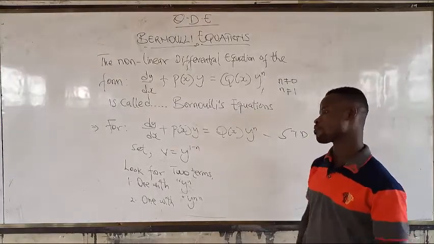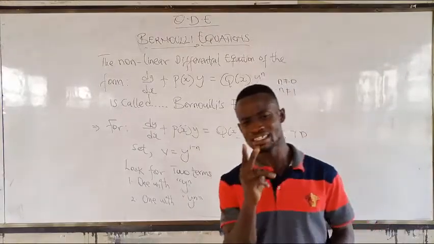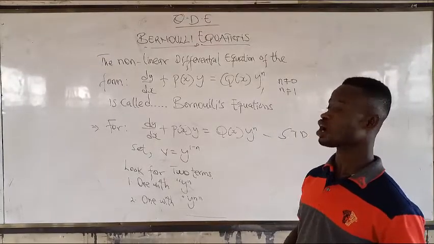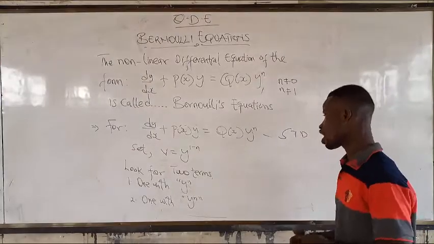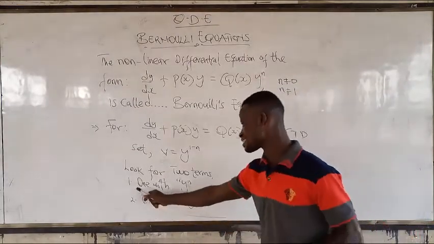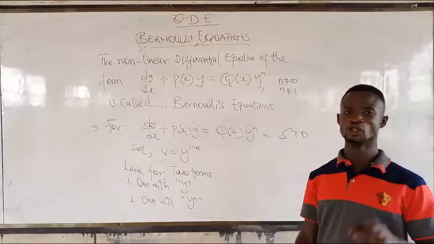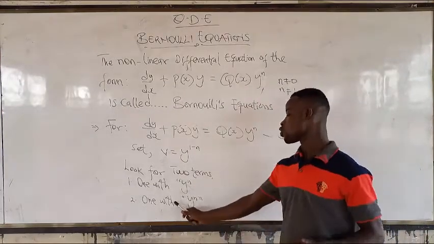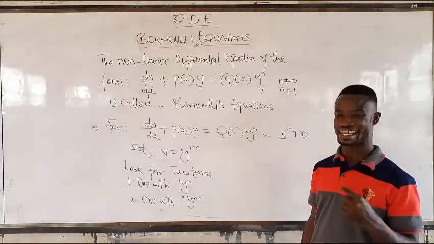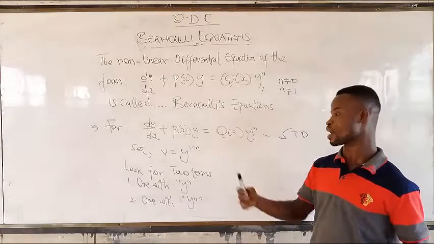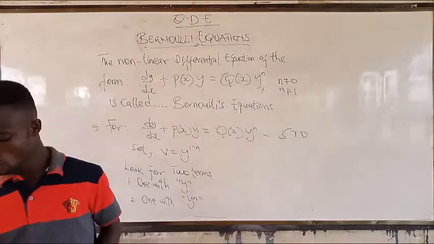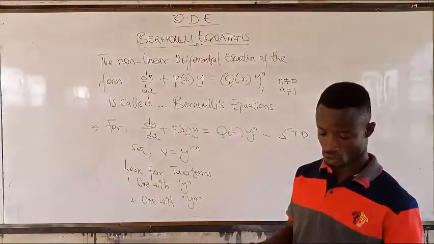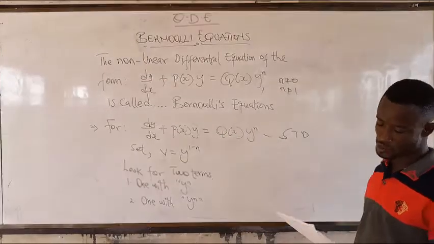Now, we have only two ways in determining whether an equation is a non-linear differential equation or a Bernoulli equation. Alright. The two terms: one is one with y, you see the equation to be in terms of y. And secondly, the equation will be in terms of y raised to the power n. And as I said, n can be 2, 3, 4, 5, or whatever. Very good. So that is how we identify the Bernoulli equations. So, let's move on to solve our first question.